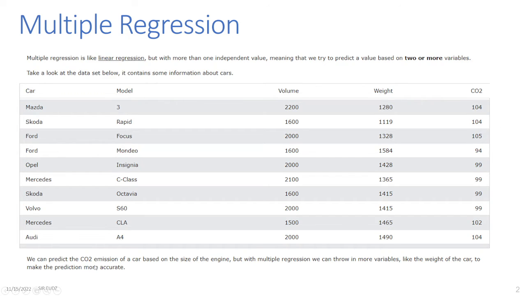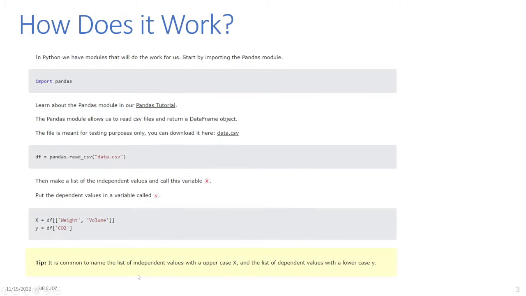So we can predict the CO2 emission of a car based on the size of the engine. But with multiple regression, we can throw in more variables, like the weight of the car, to make the prediction more accurate. So how does it work? In Python, we have modules that will do the work for us.